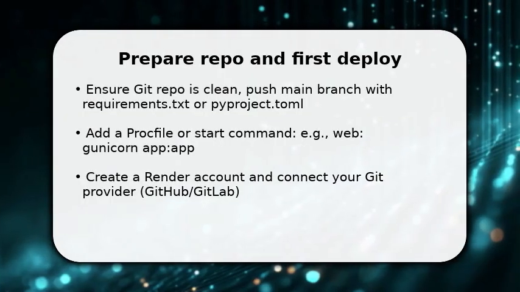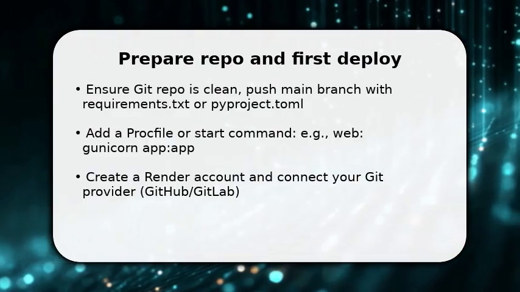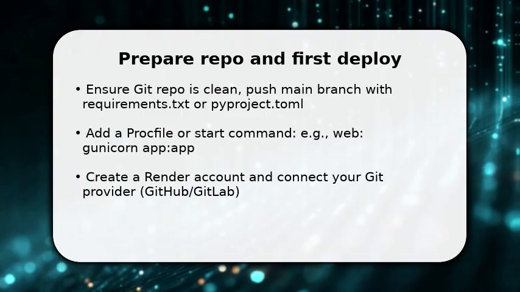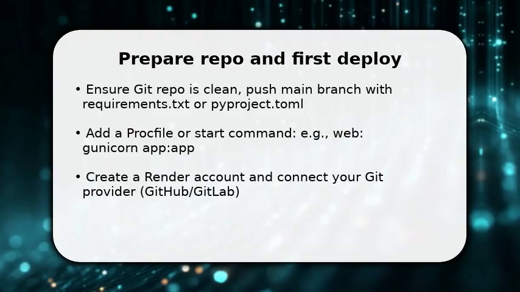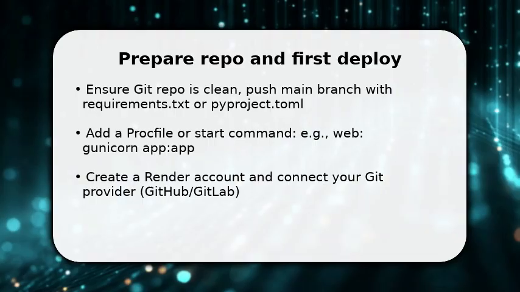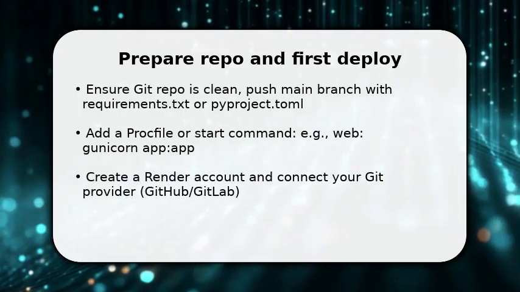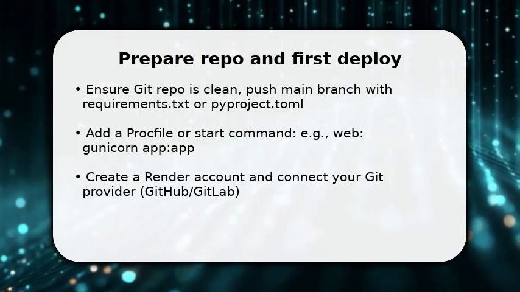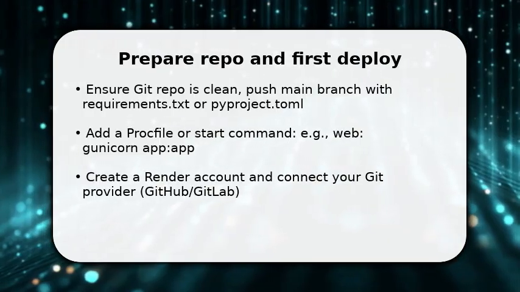You start by ensuring your code is in a Git repo with a clear entry point for web apps. Add requirements.txt or pyproject.toml and a Procfile like web: gunicorn app. Once done, push your branch and sign into Render, then click New, Web Service, and connect your Git provider. Make sure to choose the correct branch and runtime, Python. This gets Render to see your app and trigger the first build quickly so you can iterate.